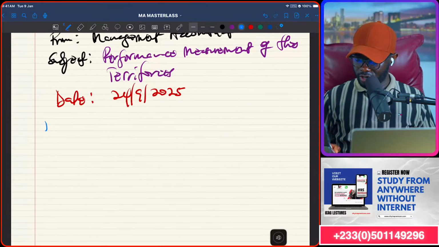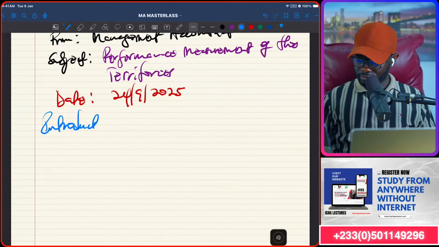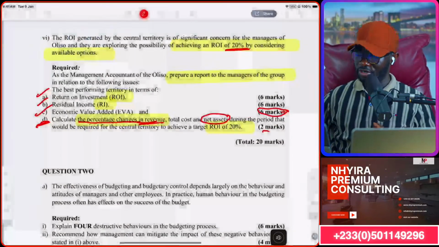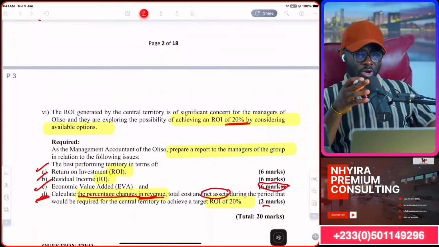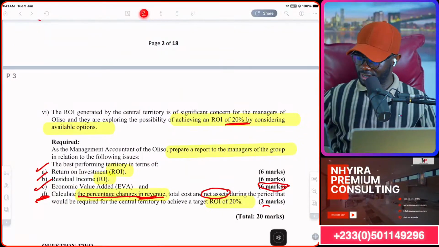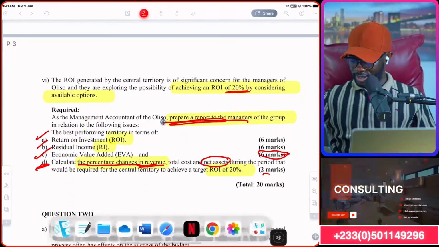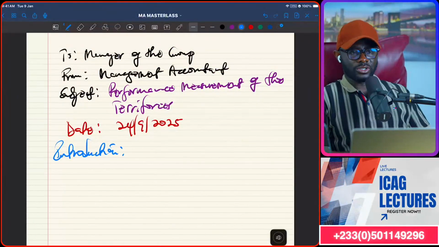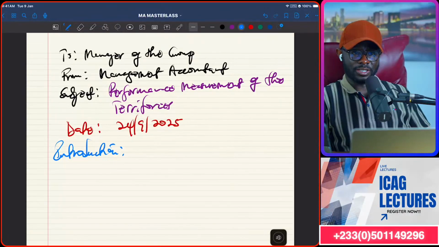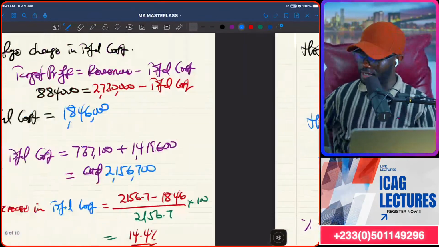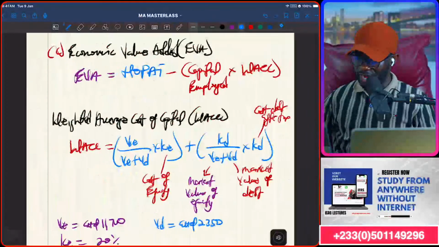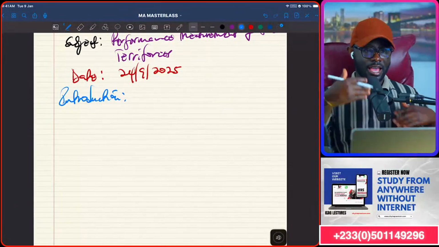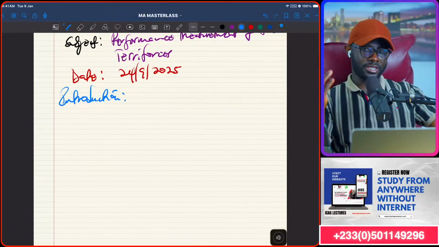Okay, then your introduction will come. And then you go to the body and then you do the analysis for that. So based on the spirit of this question, it says prepare a report. After these calculations, now you need to structure the report and tell us about the best performing organization. So what it means then is that these workings become an appendix to the report that you are going to be writing, explaining the performance of the best territory.